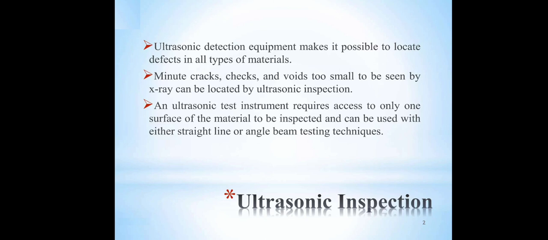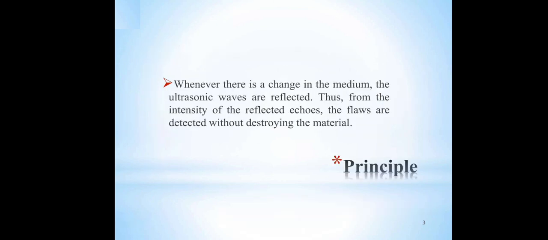An ultrasonic testing instrument requires access to only one surface of the material to be inspected and can be used with either straight line or angled beam testing equipment. Principle: whenever there is a change in the medium, the ultrasonic waves are reflected. This forms the intensity of the reflected echoes. The flaws are detected without destroying the material.